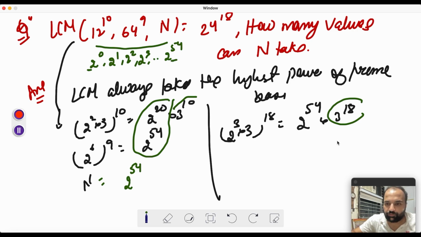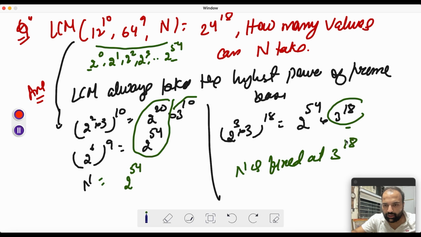Now the power of 3 is fixed at 18, because over here if you see, we have 3 to the power 10, and in the second number we don't have any power of 3. So the max is 3 to the power 18, because that's the maximum value. So the power of 3 is fixed at 3 to the power 18.